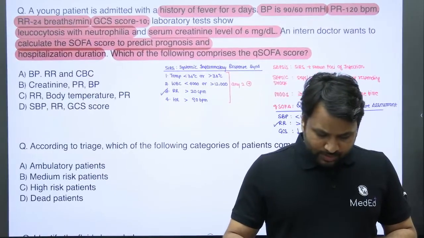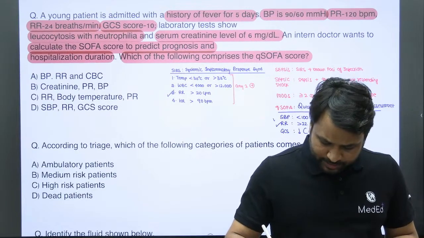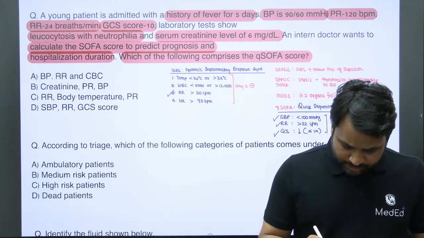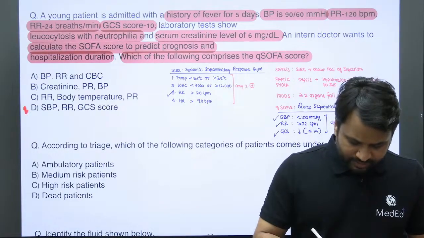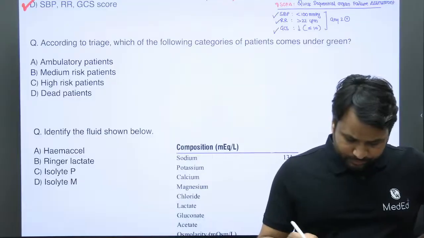So coming back to this question, the following comprise of qSOFA. What is qSOFA? It is systolic blood pressure, respiratory rate, and GCS. Theek hai? So systolic blood pressure, respiratory rate, and GCS. Option here is going to be D for Delhi. Right? So far so good. Chalo. Going to the next question.